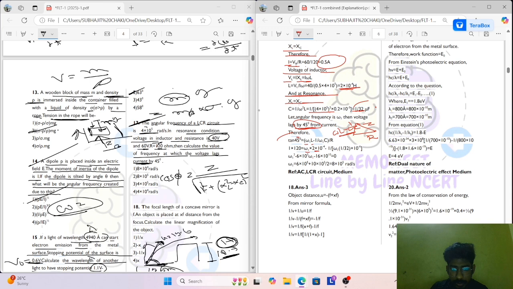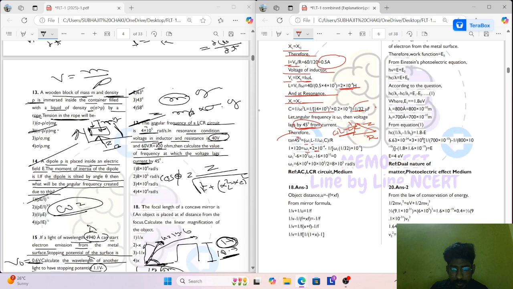What will you get? Omega 1 will be equal to 6 into 10 to the power 5 plus 10 into 10 to the power 5 divided by 2. How are we getting this? We are applying Sridharacharya's formula, minus b plus minus root of b square minus 4ac divided by 2a. We are taking only the plus value. From that you can calculate this. Omega will be equal to 8 into 10 to the power 5 radian per second.